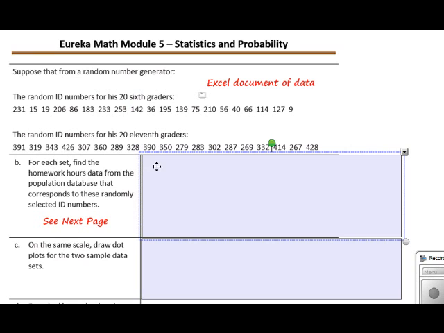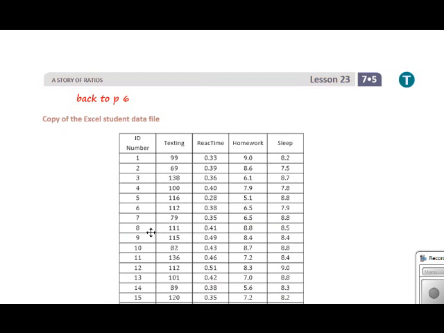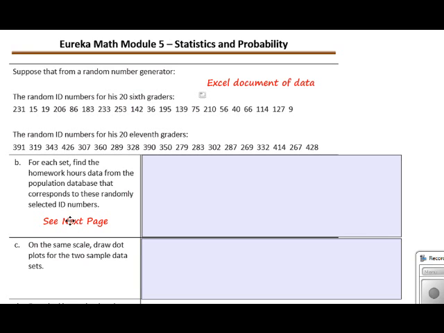For example, for the student whose ID number ends in 9, here is the ID number column. Follow it over to the homework column, and you'll see that the student completed 8.4 hours of homework. Pause the video and write down for each student how many hours of homework they completed.